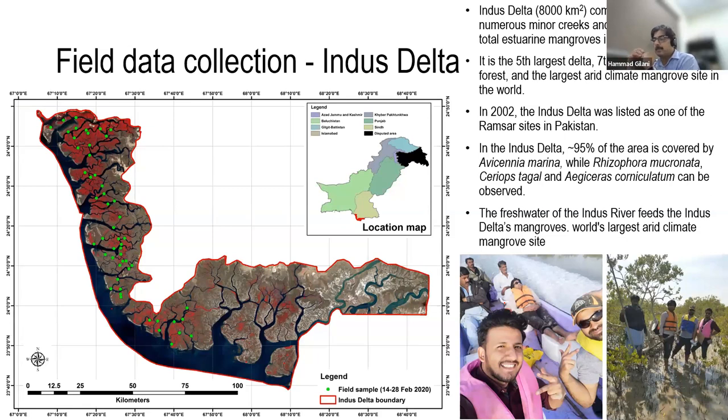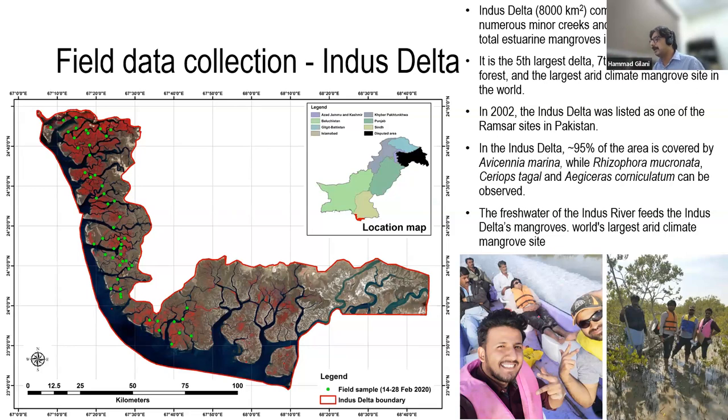Just before COVID, between 14 and 28 February 2020, we collected 53 samples only in the Indus data. We have some field data for other sites like Sonmiani, Kalmat Khor, and Jiwani, but those are not analyzed. So I am only going to present the Indus data at the moment, the field data we collected in 2020.